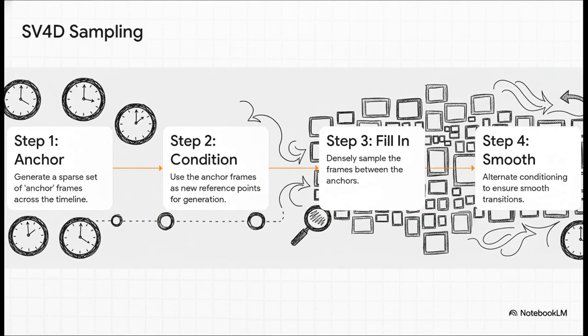And to generate these long, consistent 4D videos without completely running out of computer memory, they use this clever trick. It's kind of like a connect the dots strategy. First, the AI generates a few key anchor frames, the most important poses. Then, it uses those anchors as guideposts and goes back to fill in all the frames in between. It's a super efficient way to build a smooth, long animation.